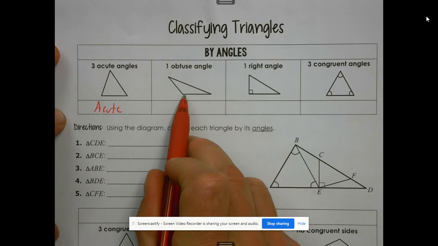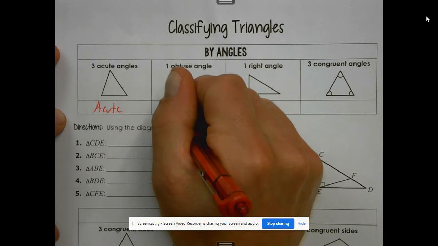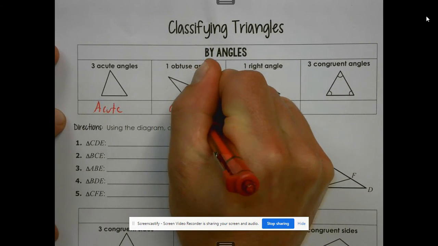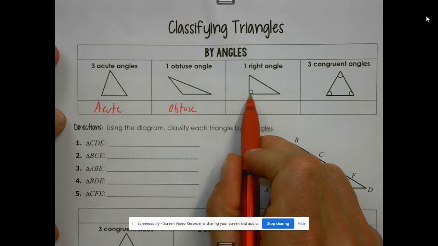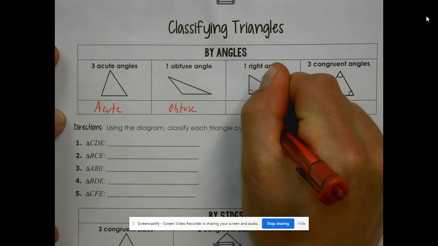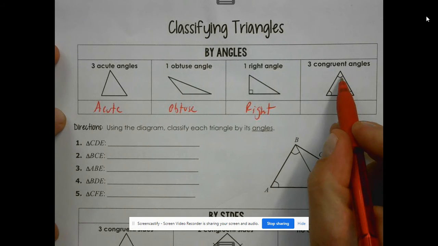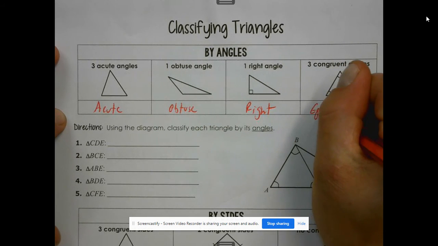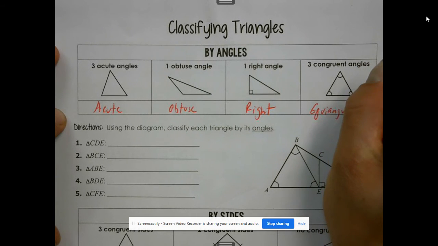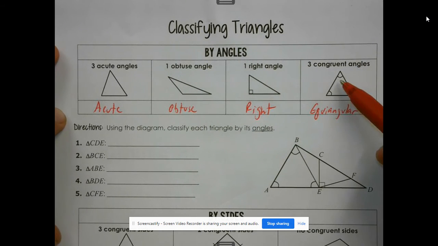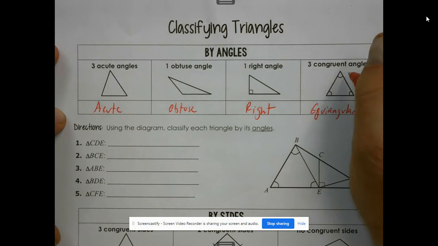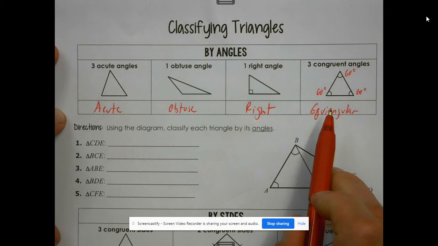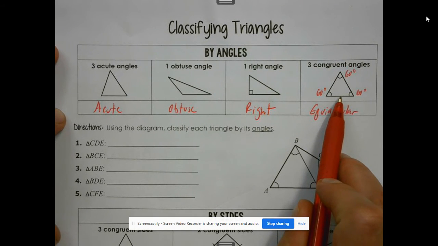If it has one obtuse angle, which means it's bigger than 90, that is obtuse. If it has one angle that's 90 degrees, we call that a right. And if it has three congruent angles, we call that equiangular. And we know that all three angles inside of a triangle have to add up to 180 degrees, so each of these angles would have to be 60 apiece. So for equiangulars, every angle is 60 degrees.